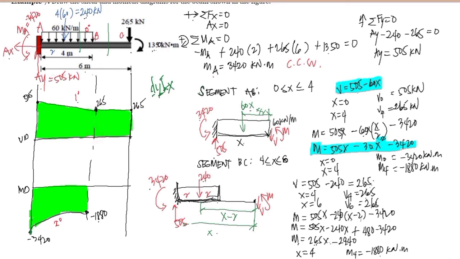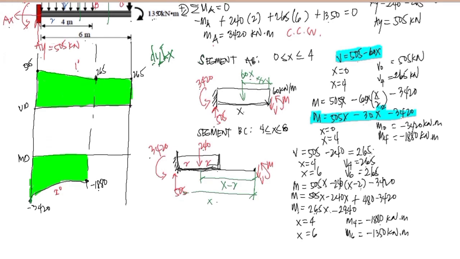How about for the moment? For the moment, we have negative 1880 and then we have negative 1350. So in here, we have negative 1350. So since this is just the equation of a line, and if we look here, the shear is degree 0, so we're expecting degree 1 here. So we just connect this 1880 to 1350 using a line. So this is just a line, degree 1. And this is our moment diagram.